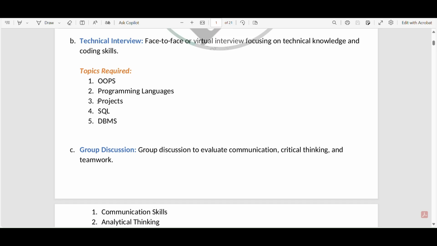Your projects play a main role in your technical interview. The interviewer may ask about the projects: what is your role in the project, how you did this, how you did that, front end and back end, if it is full stack development. So they will be asking how you did it, and you have to be perfect in those projects.